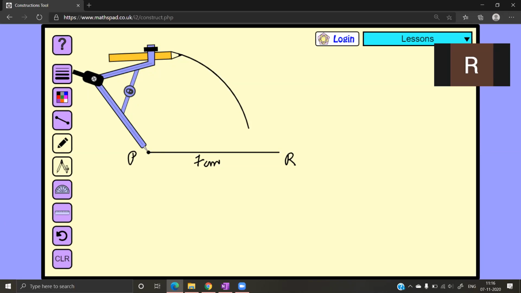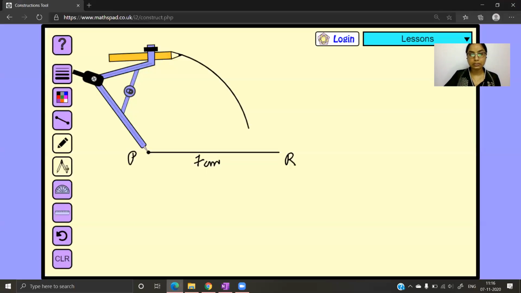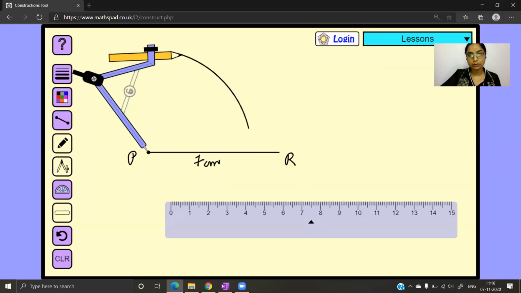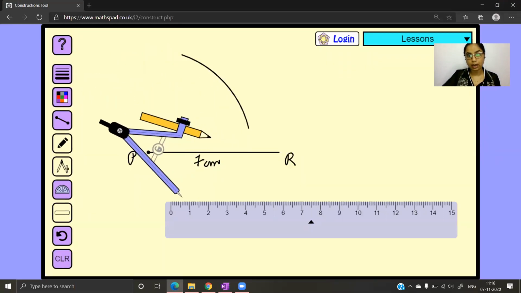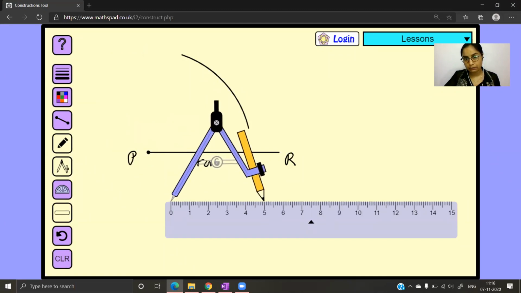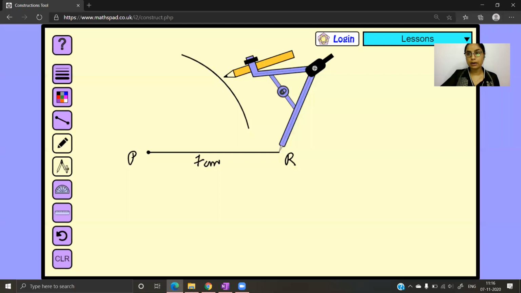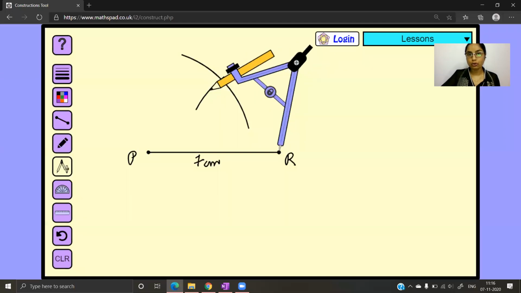Yes, ma'am. Okay. Now from R, you could go back to your rough sketch. From R, check the measurement. From R, we need 5 centimeters radius. So I'm going to open my compass 5 centimeters in radius now and draw an arc from point R. So I'm readjusting the radius now. This will be 5. And now I'm going to draw the arc from point R. Right above the diagonal, make sure you get intersection of the arcs.